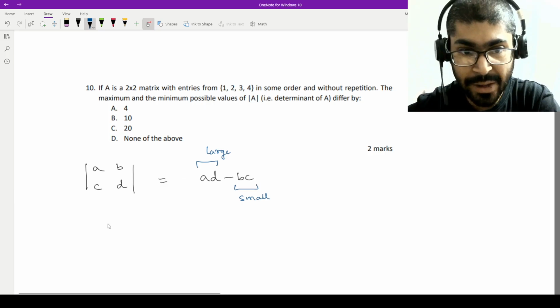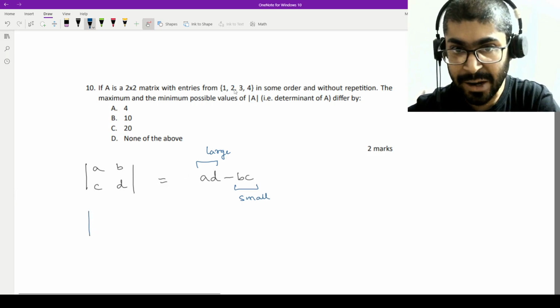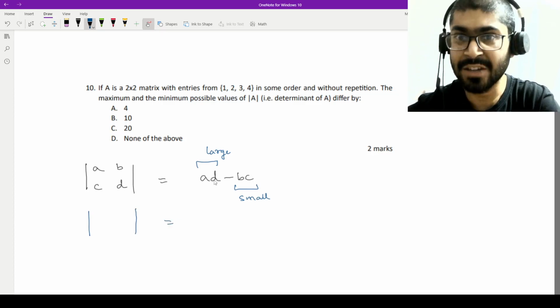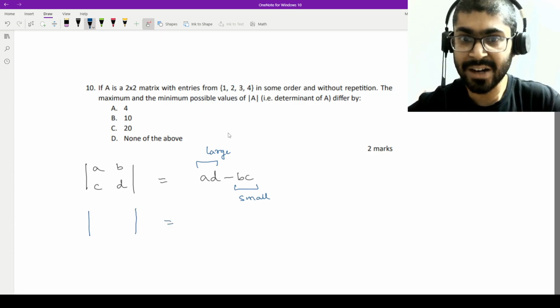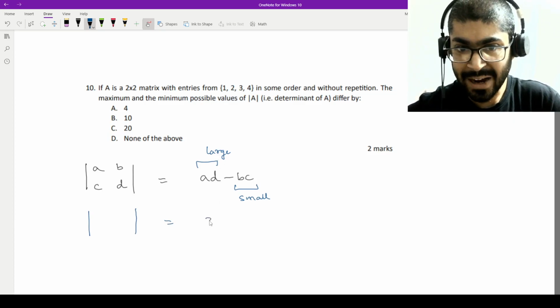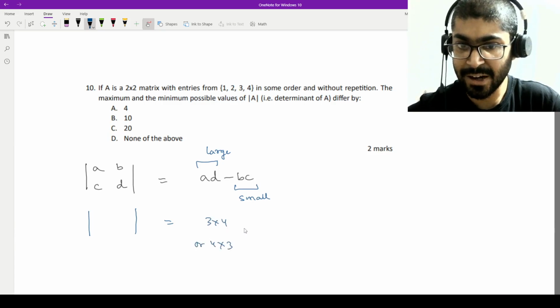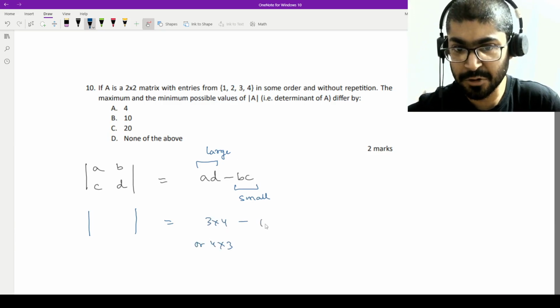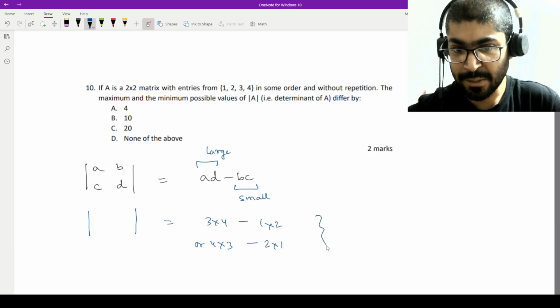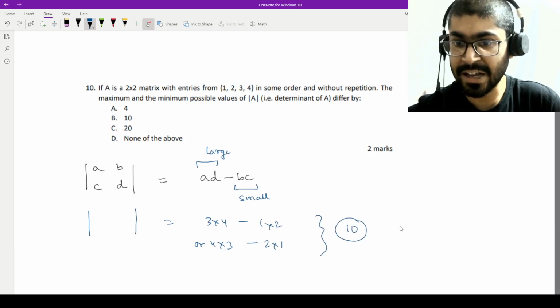So how can you make a determinant made of 1 2 3 4 have the highest value of AD? So what are the two largest values in the set that we are using? 3 and 4. So this should be either 3 and 4 or 4 and 3, right? And BC will be the two smaller values. So this is 1 into 2 or 2 into 1, right? You can have any variations of them. So what will be the difference here? In both cases the difference is 10, right? So 10 is the max value.